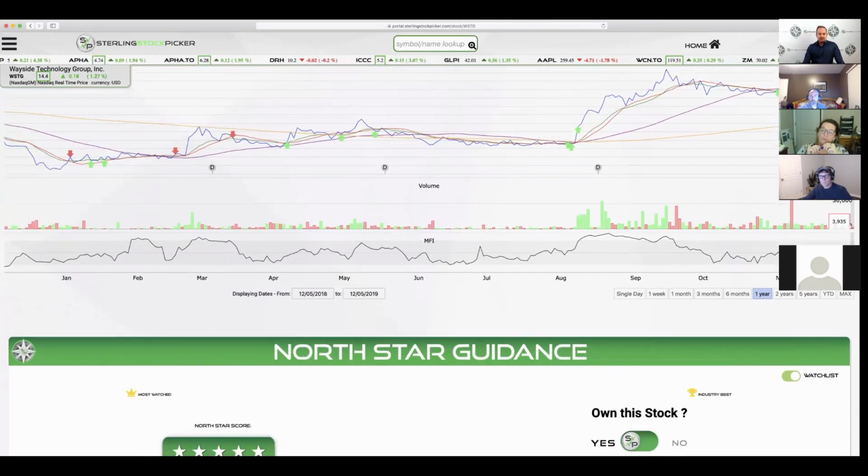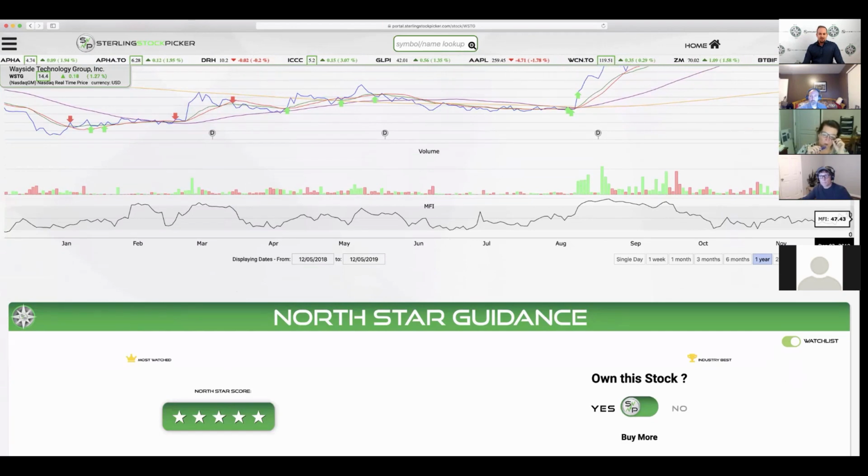And of course, underneath the chart, we've got the volume indicators. We've got the MFI, which, as we know, is the money flow index. Important to note, whether money's flowing in and out of the stock.